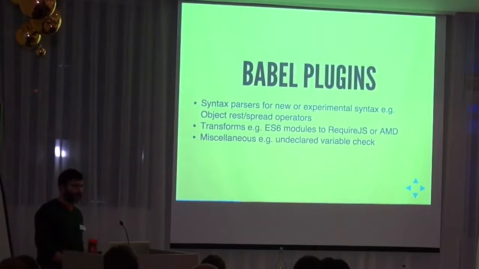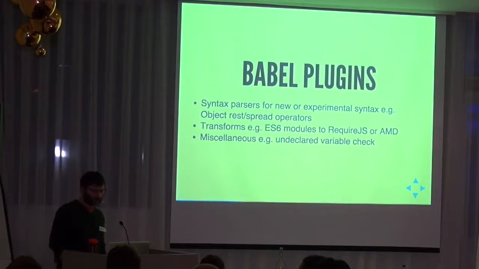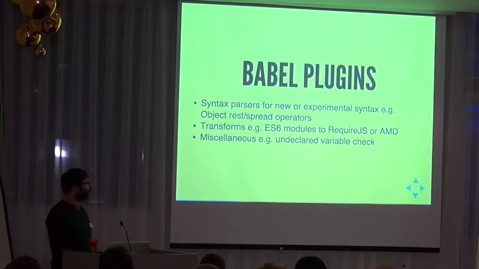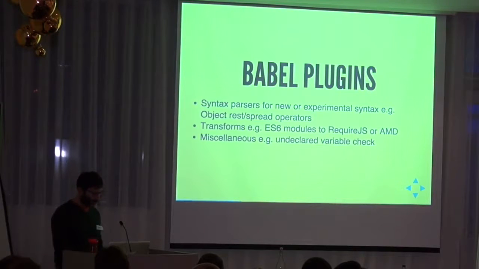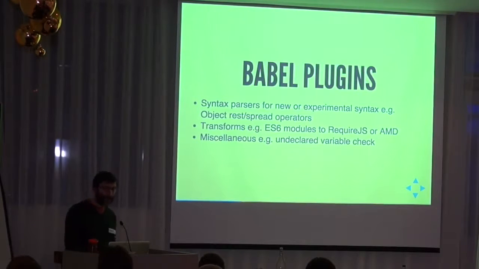So plugins are essentially very simple and atomic parsers for new experimental syntax, for example object rest spread properties, arrow functions, modules, etc. And you can also transform ES modules to CommonJS, AMD or UMD. You can do pretty much all sorts of transforms. Or as a fallback for all the other plugins that are not related to parsers or transforms, there's miscellaneous, essentially a catch-all for all the other plugin types that serve different purposes, like undeclared variable checks.